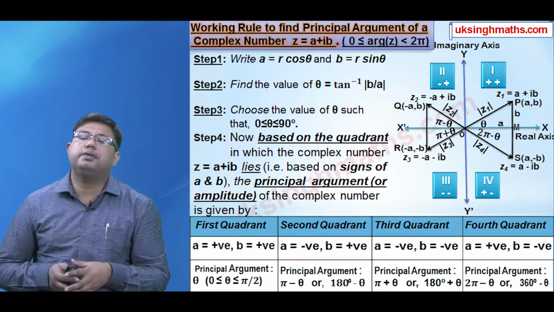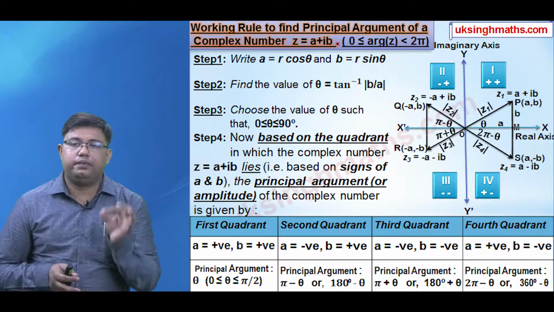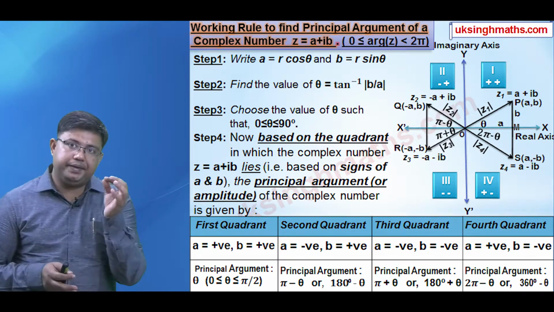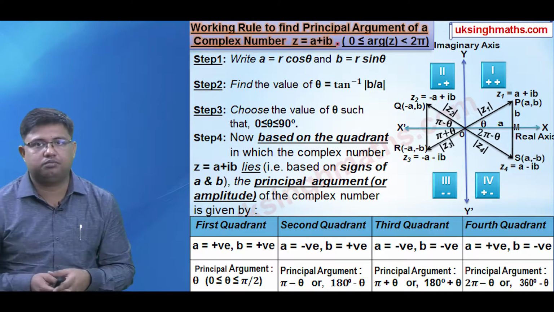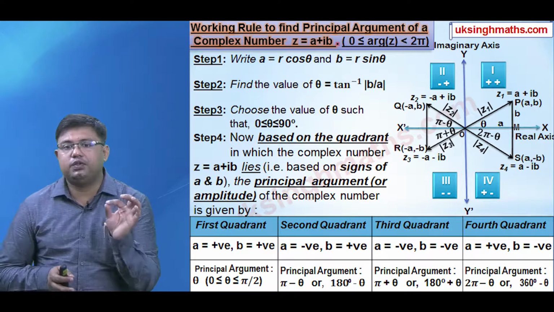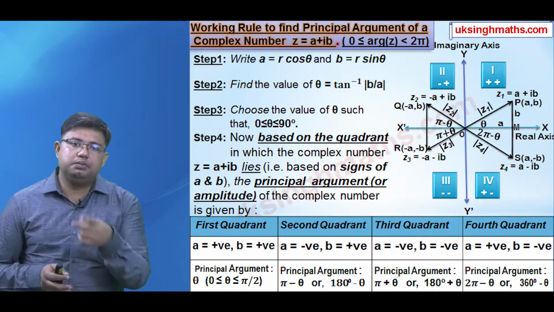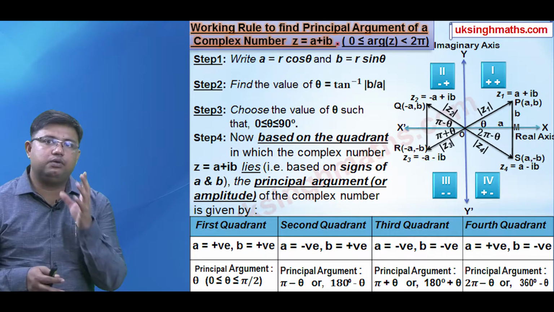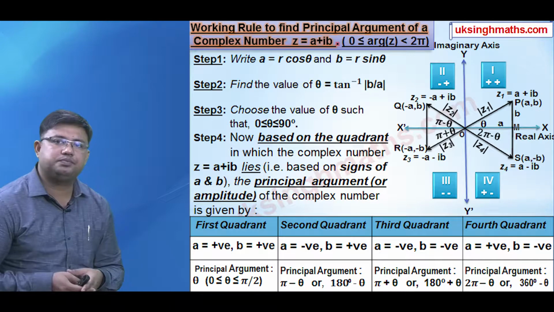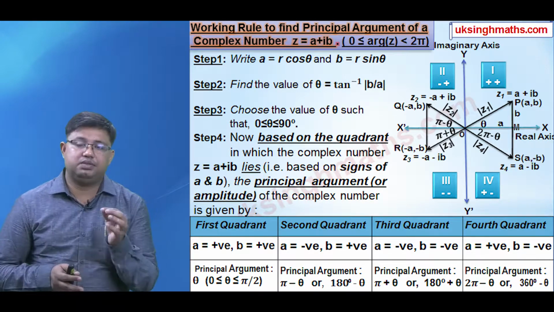And suppose your complex number lies in the fourth quadrant. So in the fourth quadrant, what is the characteristic? The real part will be positive and the imaginary part will be negative. The principal argument of the complex number z will be given by 2π minus θ or 360 degrees minus θ. So if you follow these algorithms and remember this table, you will find the argument of a complex number very easily.